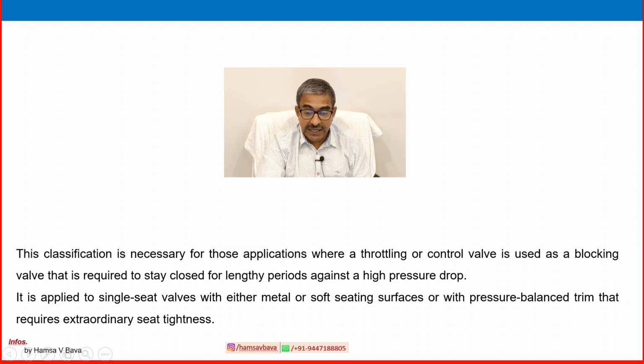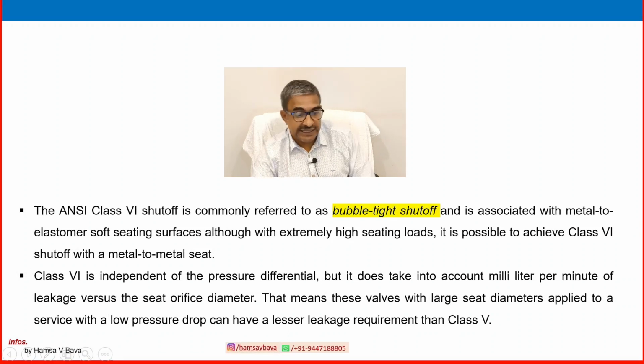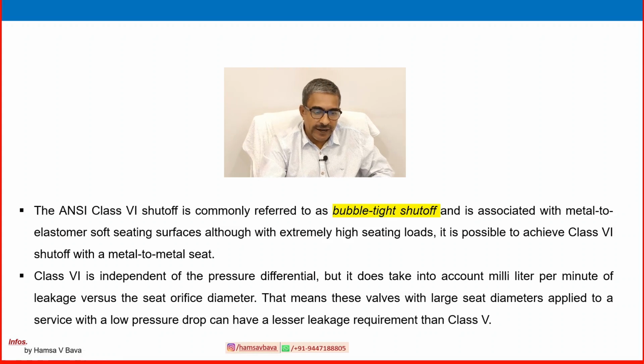So many reasons are there, and a blocking valve is required to stay closed for a lengthy period, that is important, against a higher pressure drop. It is applied to a single seat valve with either metal or soft seating surface, or with the pressure balanced trim, that requires extraordinary seat tightness. Class 6 shutoff is commonly referred to as bubble tight shutoff and is associated with metal to elastomer soft seating, not metal to metal contact.